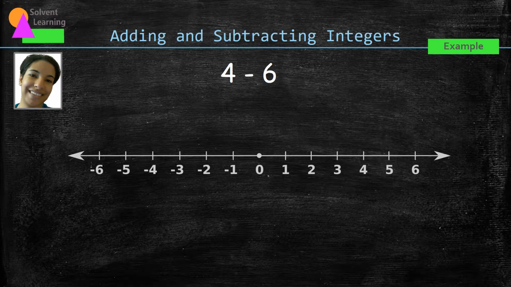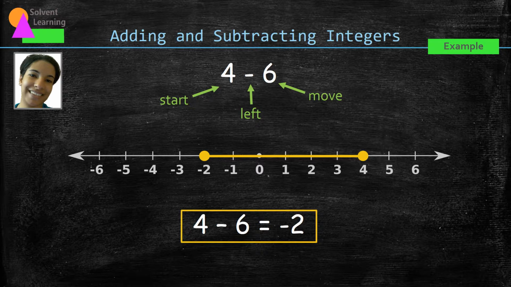Here's our second example, 4 minus 6. First number tells us to start at +4. We're going to move 6 units, and since we have subtraction in the middle, we're going to move to the left 6 units. So we'll start at that +4 and move 6 units to the left. 1, 2, 3, 4, 5, and 6. And we end up with -2. And that's our solution. 4 minus 6 equals -2.